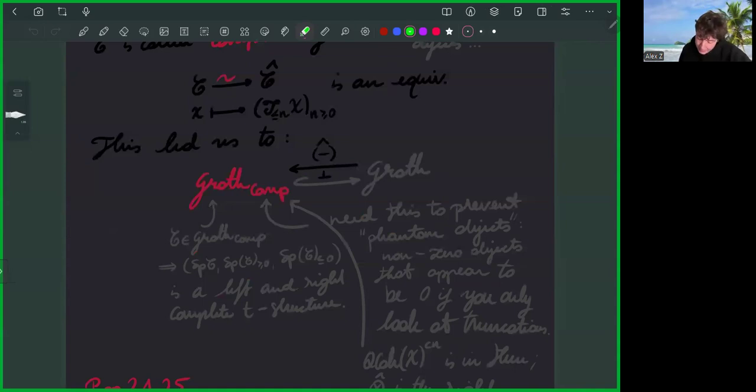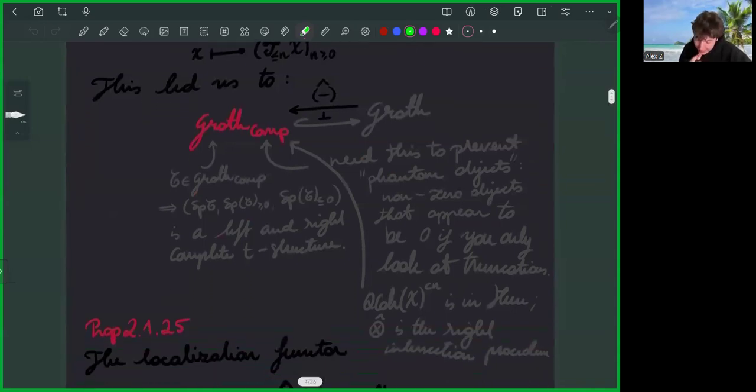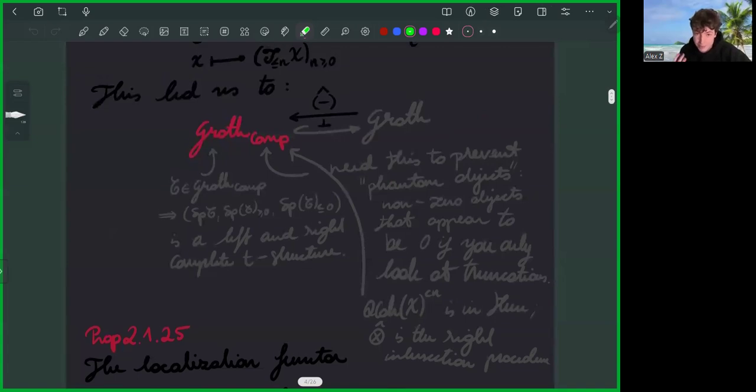And let me remind you, why would we need this? Or let me first say some remarks. The completeness condition corresponds to the following: if C is a Grothendieck pre-stable category, we know that we get a right complete t-structure. But in particular, if our Grothendieck pre-stable category was complete to begin with, then this is in fact also left complete. So it's a left and right complete t-structure. That was one of the selling points.